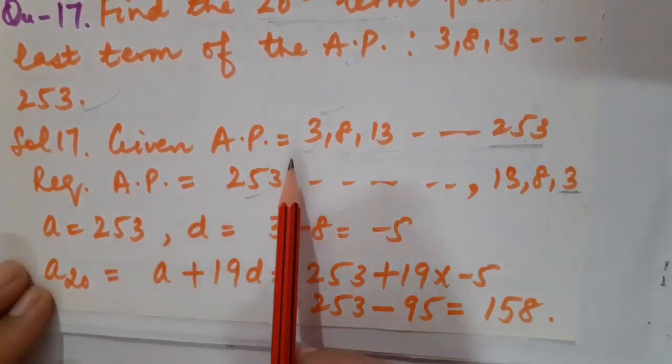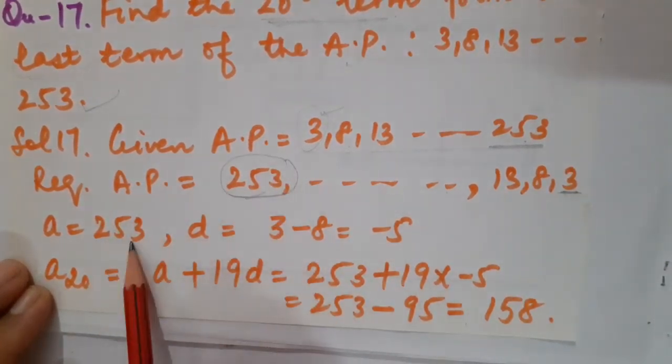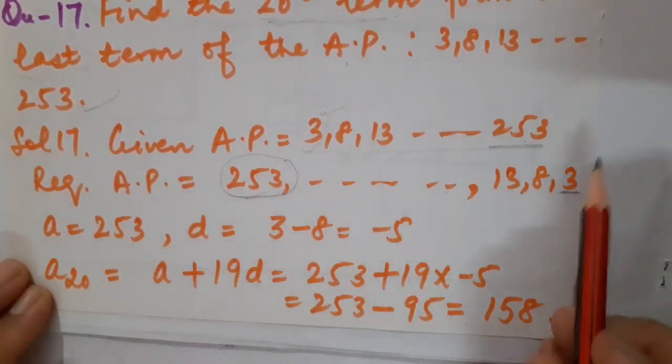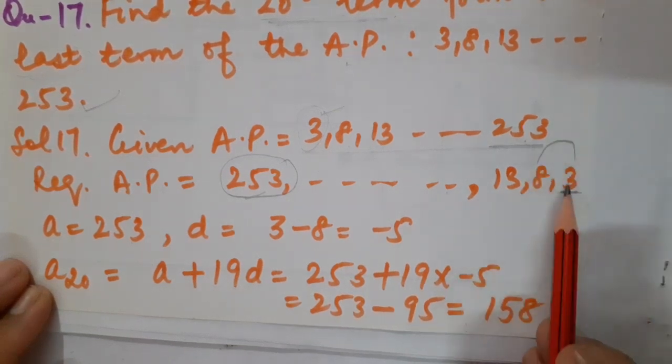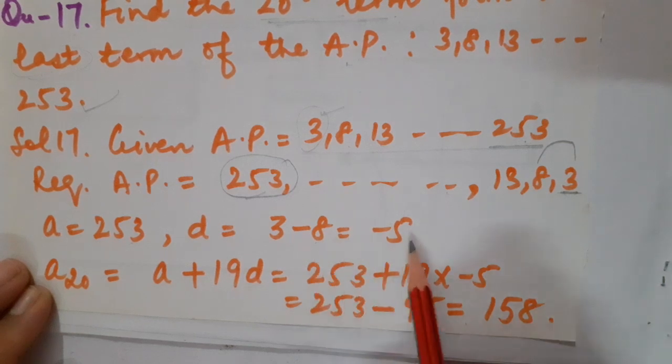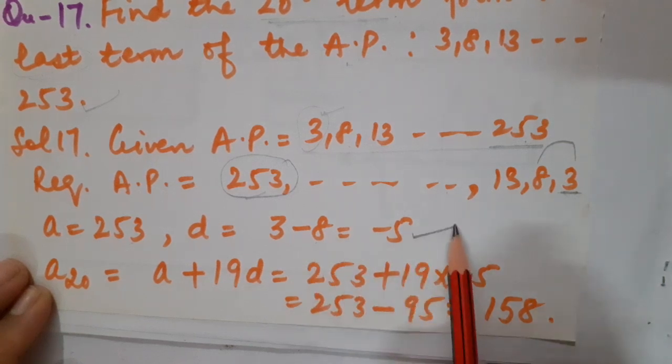Correct? So now what is A? A is 253. What is the common difference? You know very well, children, that it is succeeding minus preceding. So it will be 3 minus 8, that is minus 5. Correct?